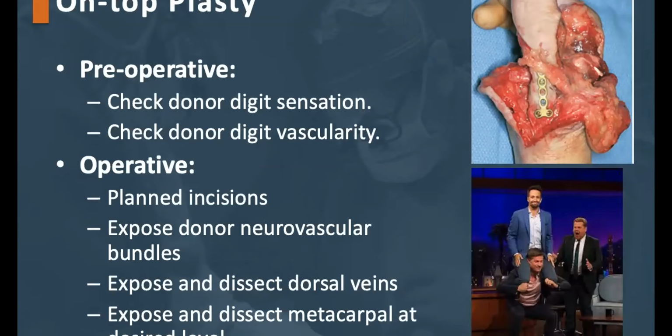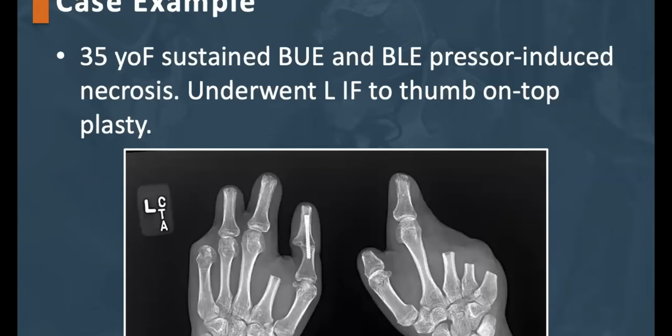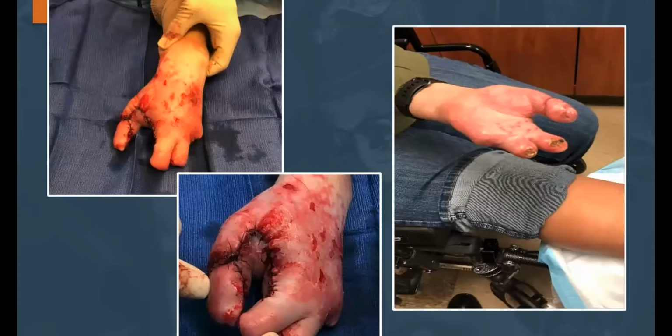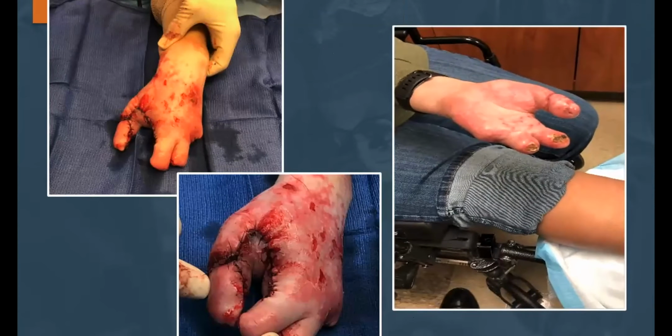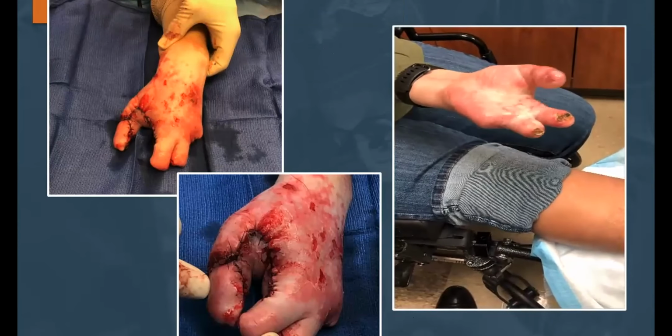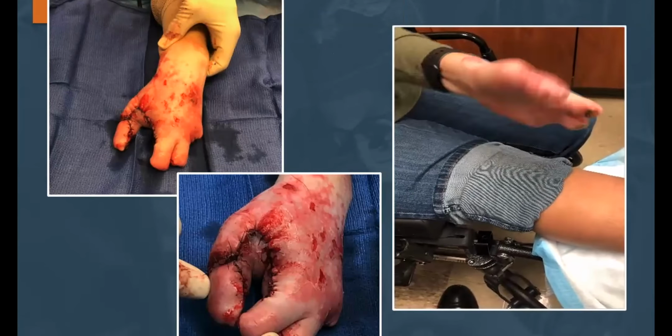Case example again here in Charlotte, a patient had bilateral upper and lower extremity pressor-induced necrosis. She underwent left index finger to thumb on-top-plasty. Here are her intraoperative pictures of on-top-plasty and first web space deepening. And you can see postoperatively her ability to abduct to her remaining ulnar 2 digits without difficulty.